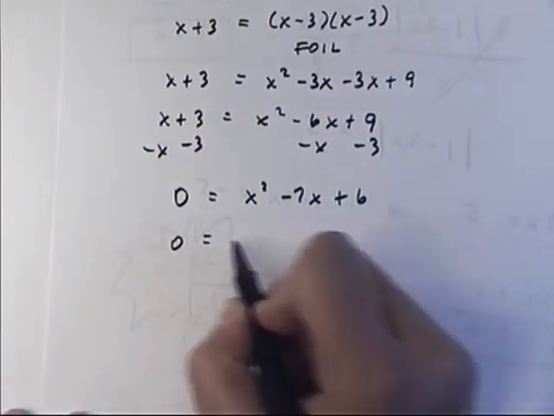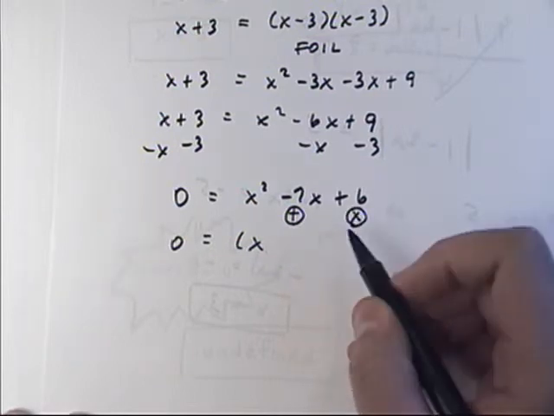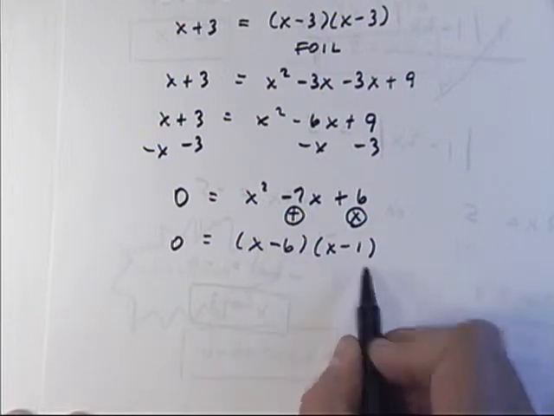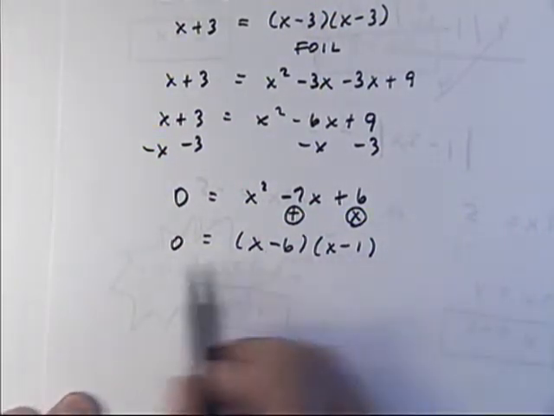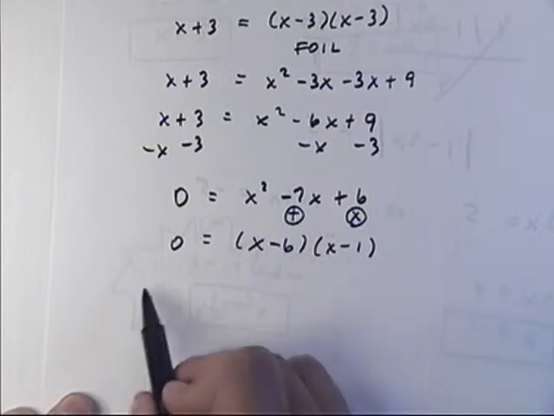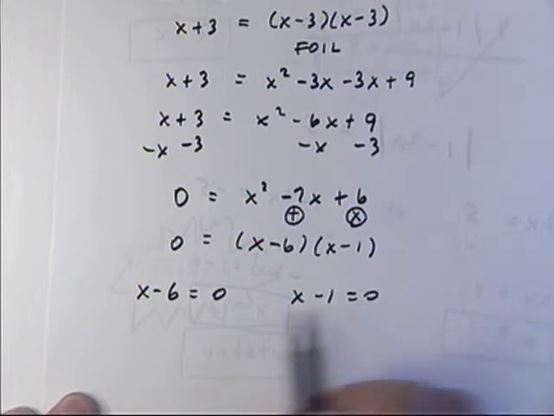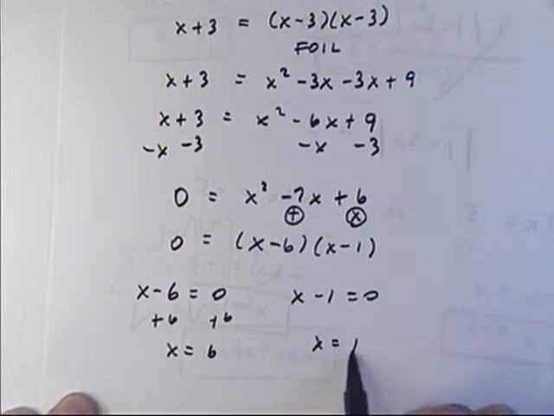So we're looking for two numbers that add together to be negative 7, but multiply together to be positive 6, and those numbers would be negative 6 and negative 1. So my two factors are x minus 6 and x minus 1. Now, to finally solve this and figure out what my x answers are, I would simply set x minus 6 equal to 0 and x minus 1 equal to 0, and then solve. So that gives me x equals 6 and x equals 1.